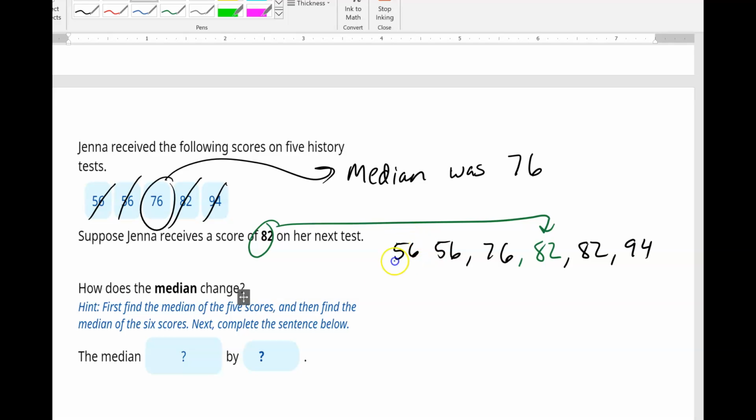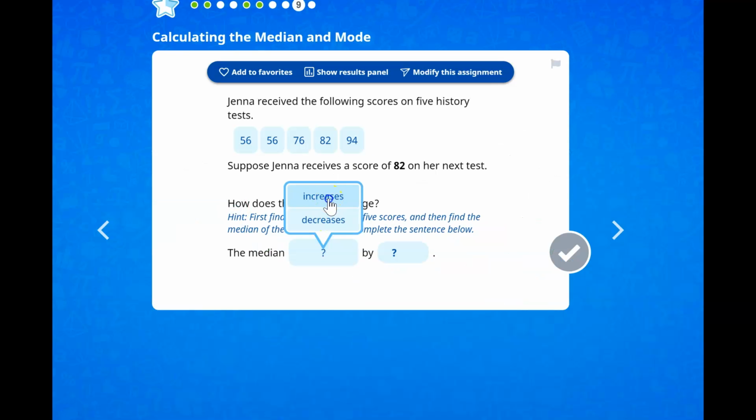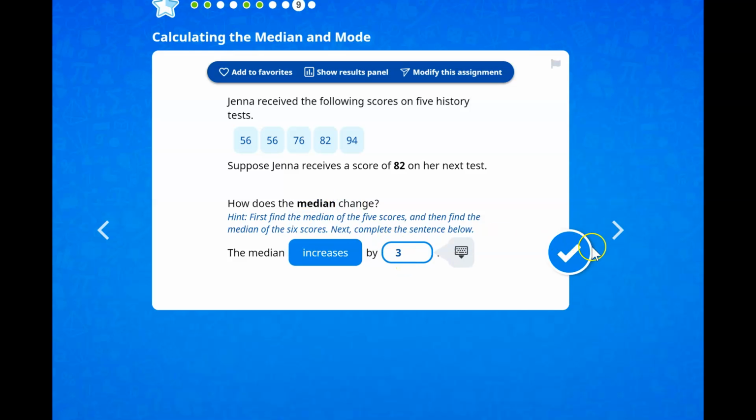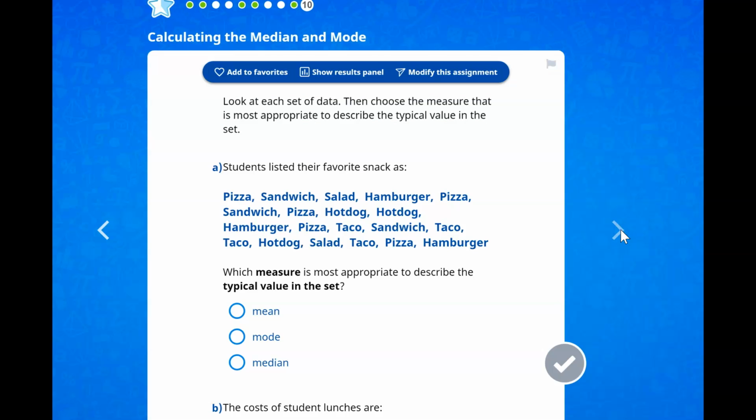Now I can go to work here and I say, okay, see you later to that one, see you later to that one, see you later to that one, see you later to that one. You'll notice I have 2 numbers left. So what do I do when I have 2 numbers left? Add them up, 76 plus 82, and I divide them by 2. And you get your answer of 79. So the median was 76. It then became 79 after I added the 82. So the median 79, and it changed by 3, right? 76 to 79, it increases by 3. All right, so make sure you understand that increase, decrease. It's helpful, again, to write this stuff down on paper in order to help you visualize it.